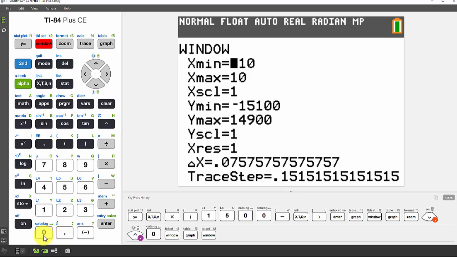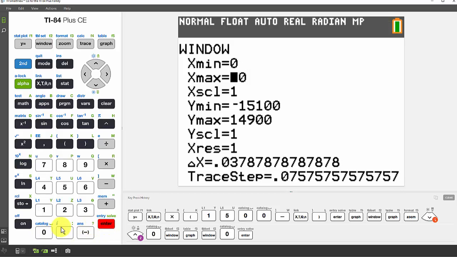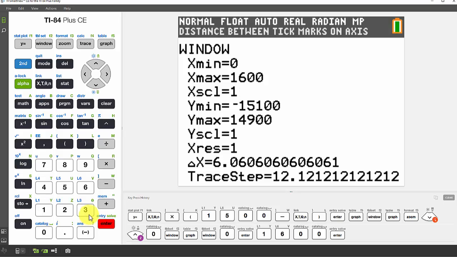So for x minimum, I'd probably start at 0. For x maximum, you could go up to 1500 if you want, but I'm going to go a little bit further. And as far as the x scale is concerned, again, this is the distance between the hash marks on the x-axis. So you can pick whatever value seems good to you. You could use 100 or 200 or 500 or 1000 or whatever. I'm going to use 100.